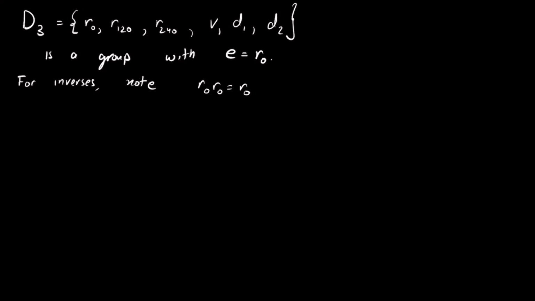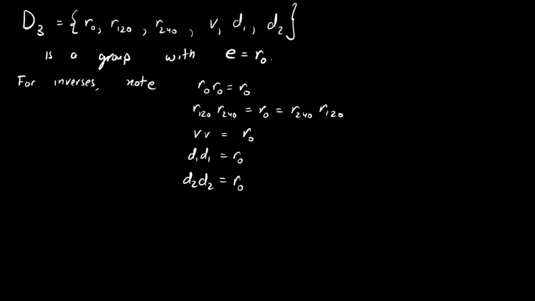A little note about inverses, however. Note that R0 times R0 is R0. If I do a 0-degree rotation and then another 0-degree rotation, that's the same as just doing a 0-degree rotation. R120 times R240 is a 360-degree rotation, which is the same as a 0-degree rotation. So R120 times R240 gets us back to where we started, as well as R240 times R120. We'll note that the vertical reflection is self-inverting. So V times V is R0. If I apply V and I apply V again, I get back to where I started. Same thing with D1 and same thing with D2.